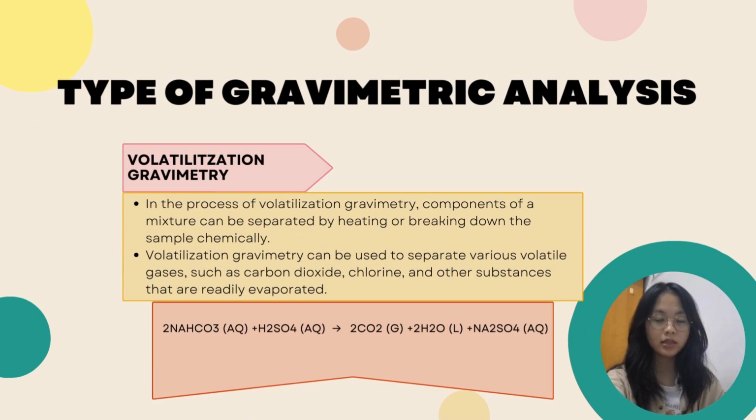Secondly, volatilization gravimetry. In this process, components of a mixture can be separated by heating or breaking down the sample chemically. Volatilization gravimetry can be used to separate various volatile gases such as carbon dioxide, chlorine, and other substances that are readily evaporated. For instance, sodium bicarbonate and carbon dioxide gas molecules can be separated using an aqueous solution of sulfuric acid. Carbon dioxide is a volatile gas.